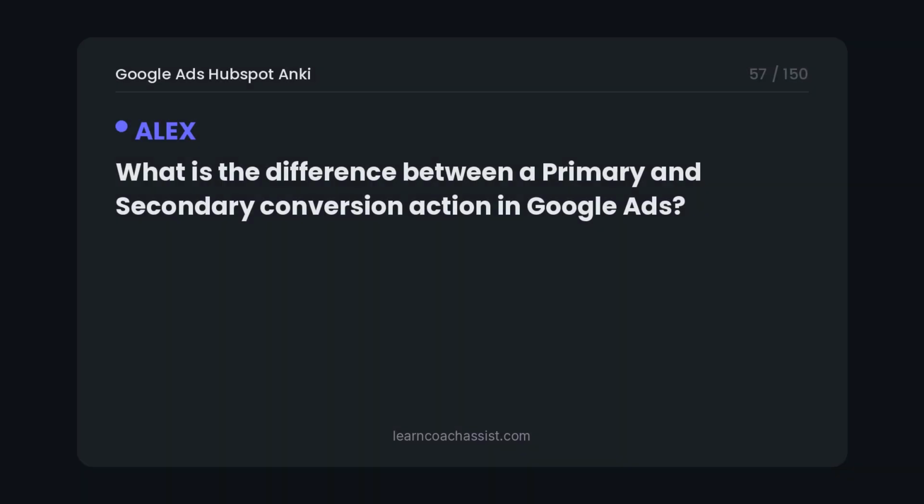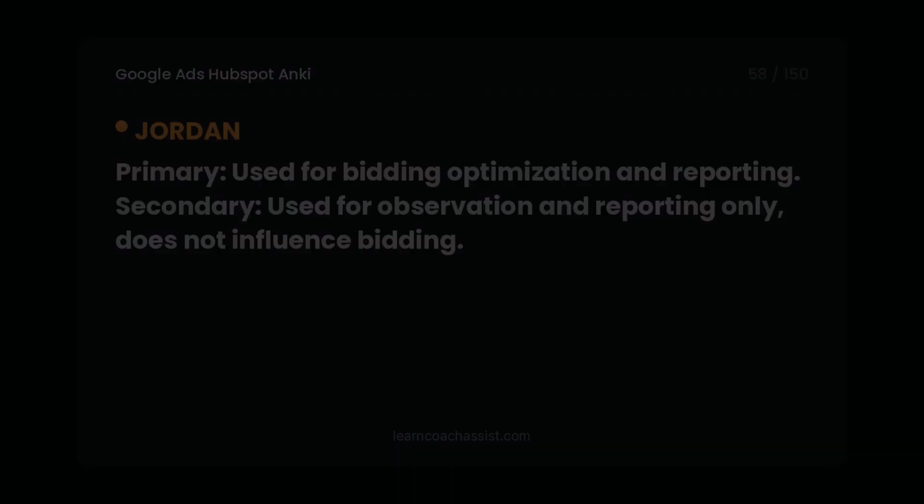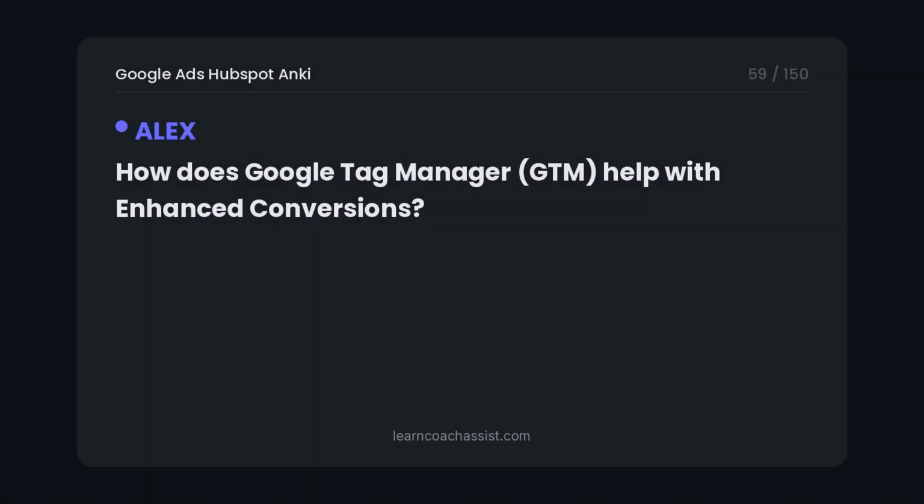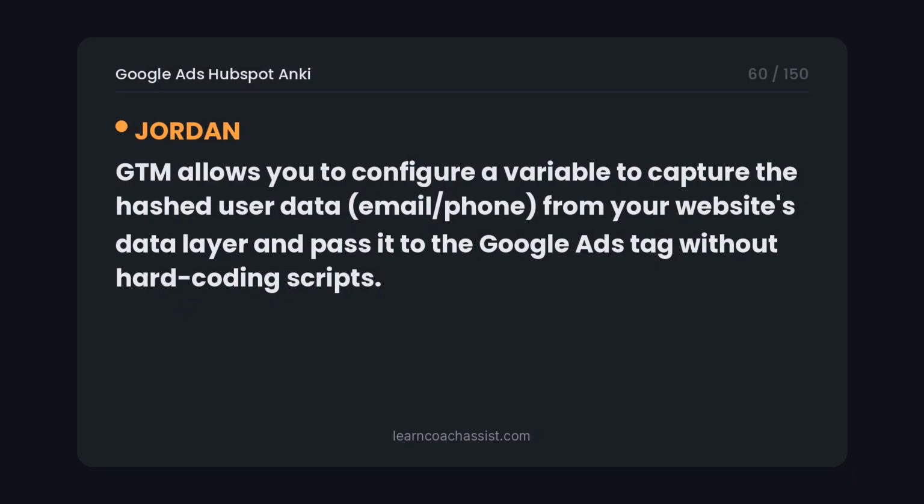What is the difference between a primary and secondary conversion action in Google Ads? Primary, used for bidding optimization and reporting. Secondary, used for observation and reporting only, does not influence bidding. How does Google Tag Manager, GTM, help with enhanced conversions? GTM allows you to configure a variable to capture the hashed user data, email/phone, from your website's data layer and pass it to the Google Ads tag without hard-coding scripts.